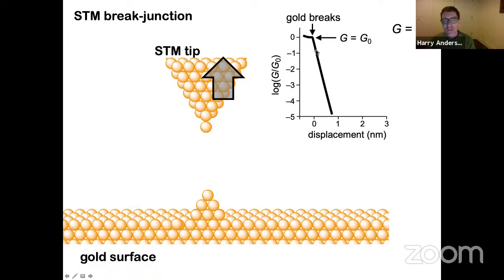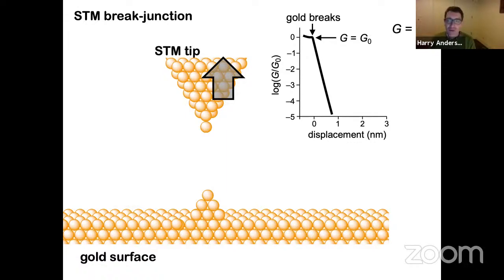And what you find is that you get an abrupt break, of course, where the gold breaks, and then the conductance decreases exponentially. That's just because it's a tunneling current. So on a log plot, you get a straight line. So that's what you see when you have no molecule present.